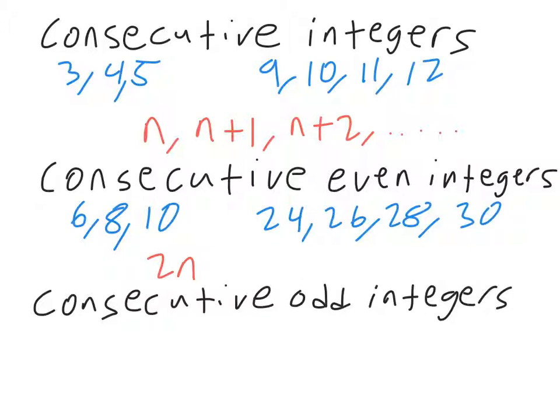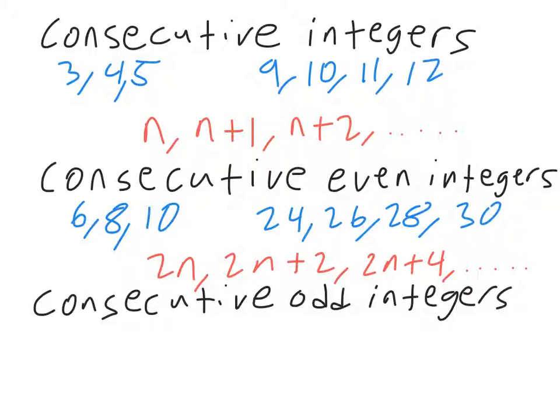The next number, notice we start at 6 and then we go to 8. What do we do to get there? We added 2. Same for 8 to 10, 24 to 26, 26 to 28, 28 to 30. Add 2 each time. So the next one will be 2n plus 2. And then the next one after that, add 2 to that. 2n plus 4. And so on. You can keep going. 2n plus 6, 2n plus 8, and so on.